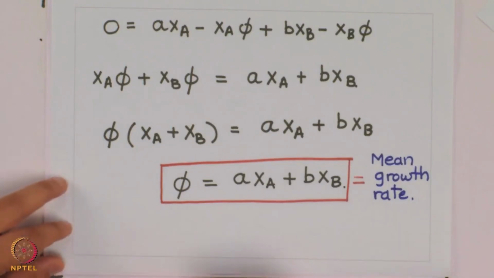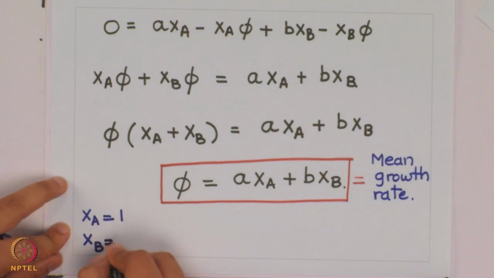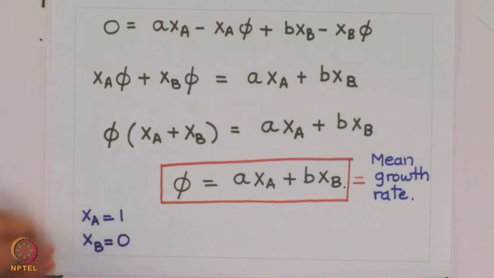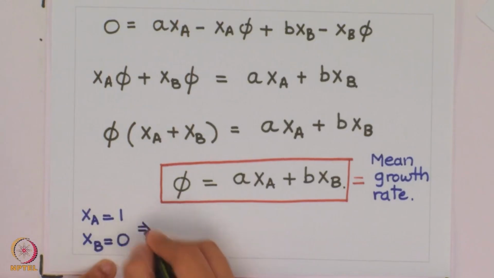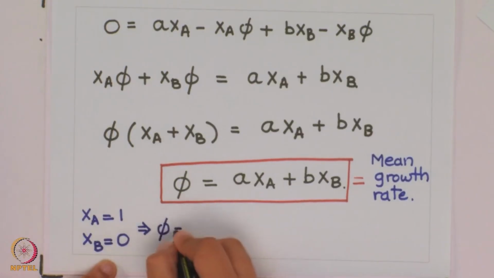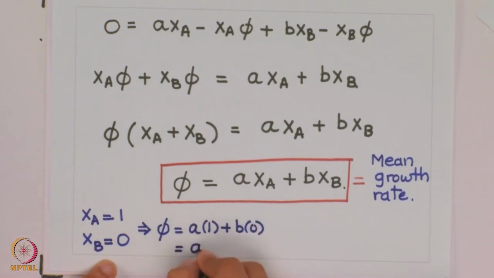Let me illustrate that with a couple of examples. Suppose xa is equal to 1 and xb is equal to 0. What does that mean? That means that all individuals in the population are of type A. What that implies is, if all individuals are of type A, the average growth rate should be equal to just a, because there is no individual of type B. And what does phi give me? That gives me a times 1 plus b times 0, which is a.